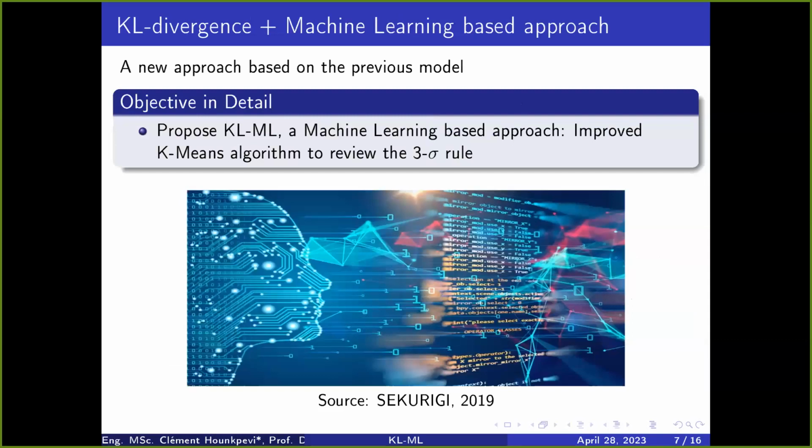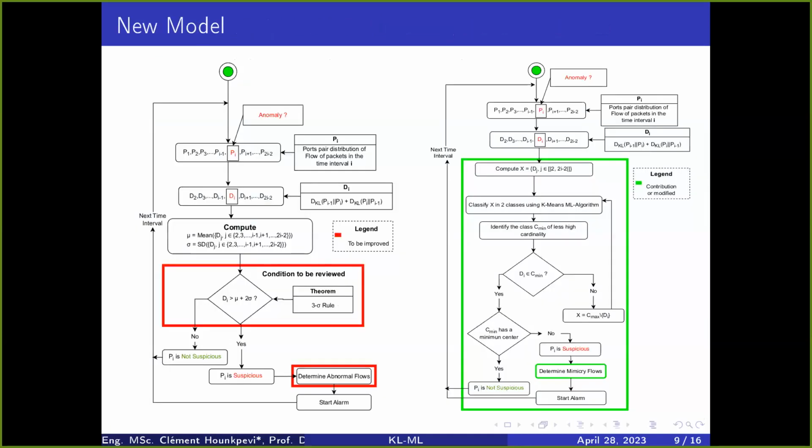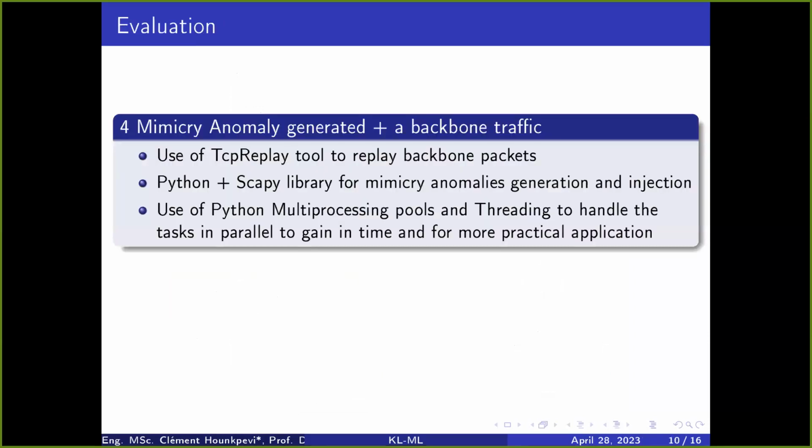That is the reason why we proposed a machine learning based technique that replaces the 3 sigma rule. The main machine learning algorithm that we used is K-means, which is used to classify data. More specifically, we propose an algorithm which is a combination of K-means and a dichotomic technique, in order to say whether a time interval is suspicious or not. Here is a visual comparison between what Pukawana and his collaborators proposed and what we proposed.